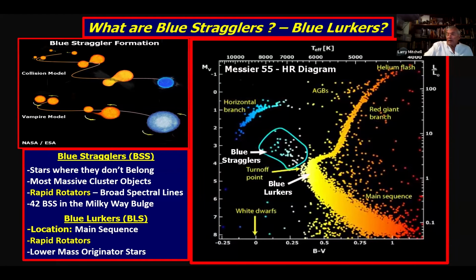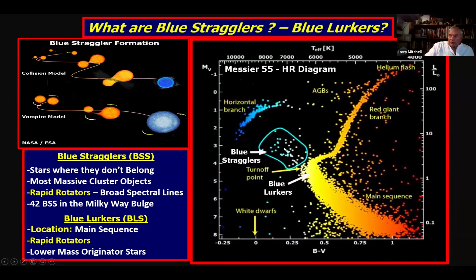Our sun rotates in about 27 days or so. Stars, as they age, tend to slow down their rotation rate and get slower and slower. These stars here in Messier 55 are rotating at around 30 days or so. These stars are rotating in 10 to 12 days. So that's a standout blueprint spectroscopically for not only where they're positioned, but their rotation rate.